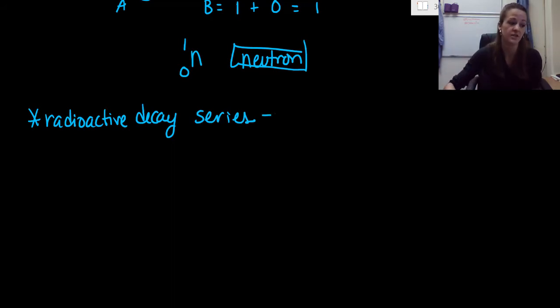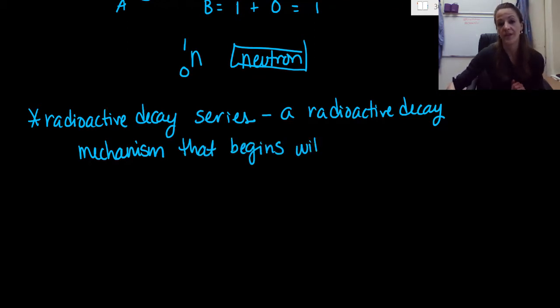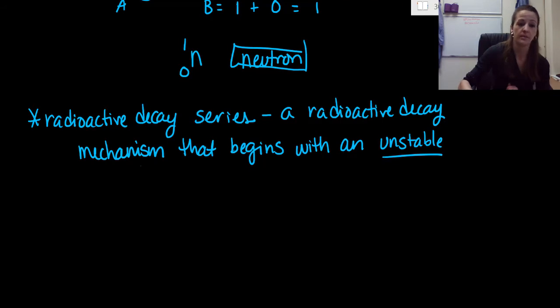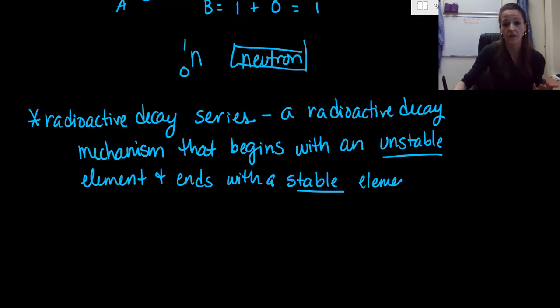So what a series is just a radioactive decay mechanism that begins, and this is the important part, that begins with an unstable element and ends with a stable element. And that makes sense, right? If you think about it, if you have something that's unstable, very reactive, it's going to go through its process until you get to a product that is stable, right? So you start unstable, you get to stable.